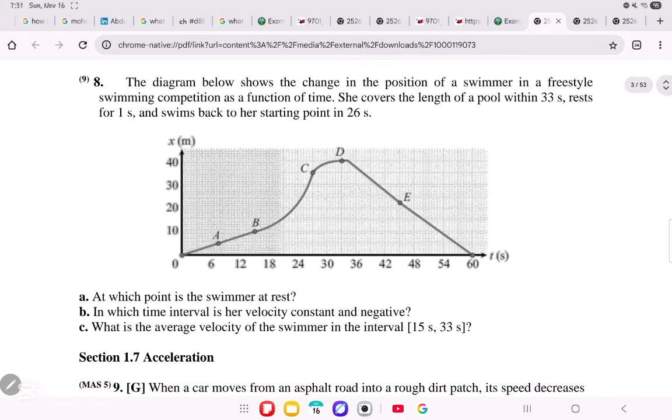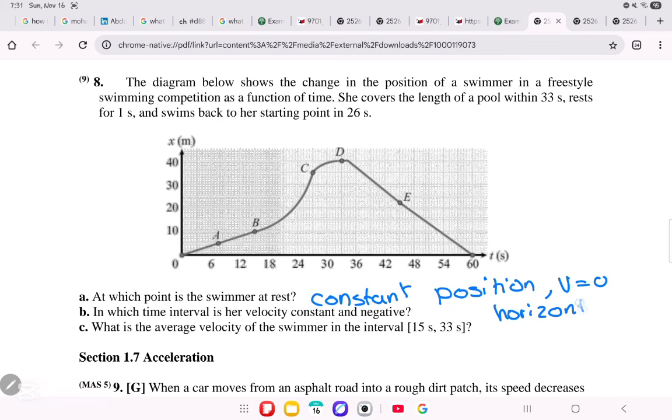What does it say in question 8? The diagram below shows the change in the position of a swimmer in a freestyle swimming competition as a function of time. She covers the length of a pool within 33 seconds, rests for 1 second, and then swims back to her starting point in 26 seconds. At which point is the swimmer at rest? Whenever the swimmer is at rest in a position time graph, that means she's having a constant position, right? And whenever she's having a constant position, velocity is equal to 0. And when velocity is equal to 0, that means it has a horizontal slope. So we need to find the point that has a horizontal slope.